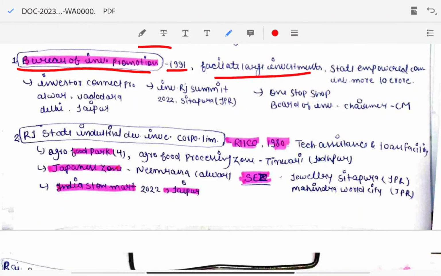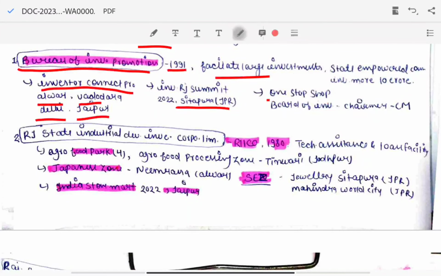Then some programs are launched by the Bureau of Investment Promotion, that is the Investor Connect program. It was held in Alwar, Vadodara, Delhi and Jaipur. Then we have this Investment Rajasthan Summit that was held in Sitapura, Jaipur. Then we have One Stop Shop, in which we are just limiting the processes or the long forms etc. to minimize the time frame. So there will be a board of investment under the chairmanship of the chief minister.